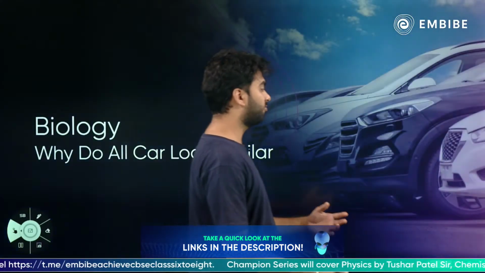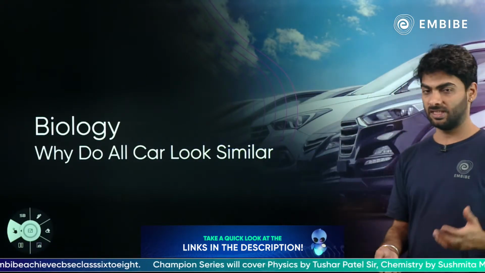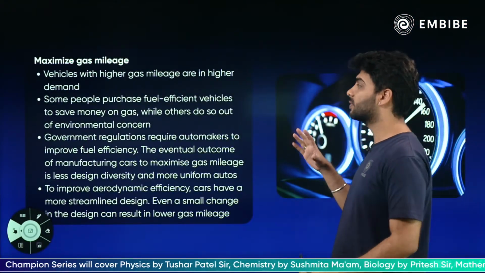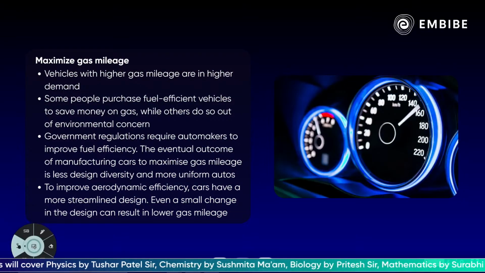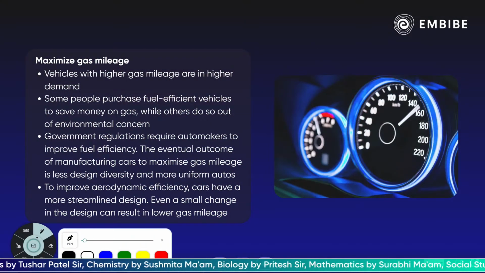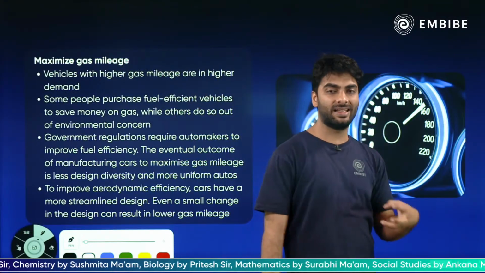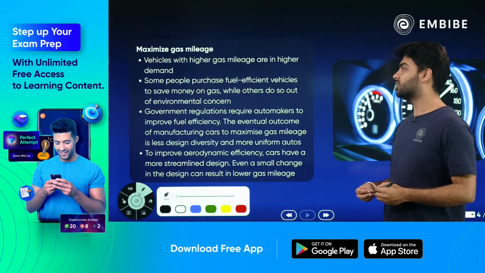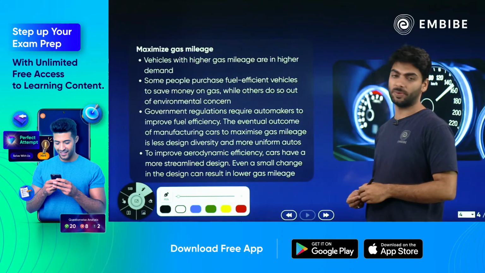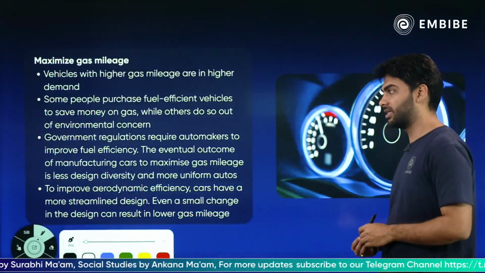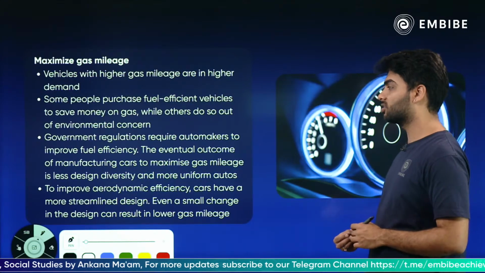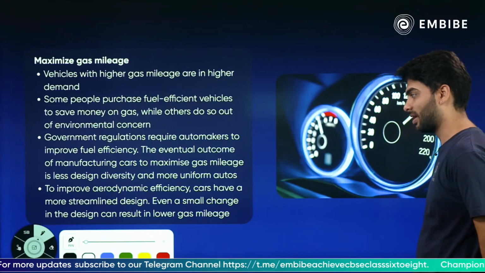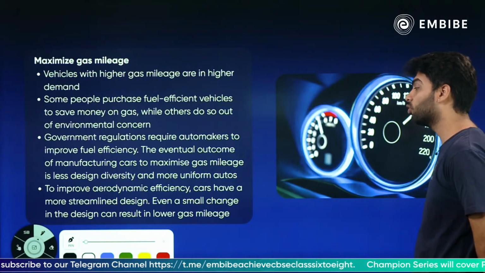And now let's talk about why the cars look so similar. The reason behind that is to maximize the mileage. Vehicles with higher gas mileage are in higher demand. What do you mean by mileage? The performance of your vehicle. A vehicle which consumes less fuel and runs more is always in high demand. Some people purchase fuel efficient vehicles to save money on the gas, that is petrol, while others do so out of environmental concern. Government regulations require automakers to improve fuel efficiency. The eventual outcome of manufacturing cars to maximize gas mileage is less design diversity and more uniform autos.